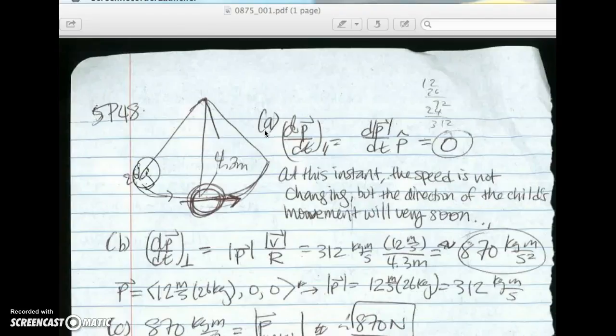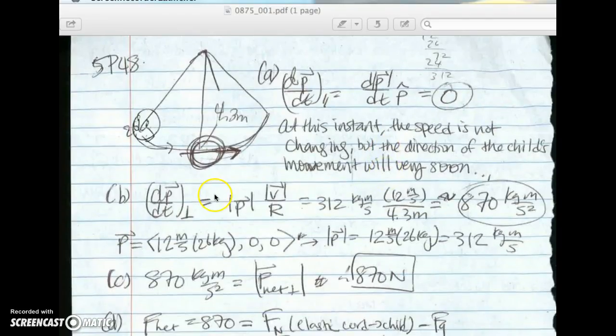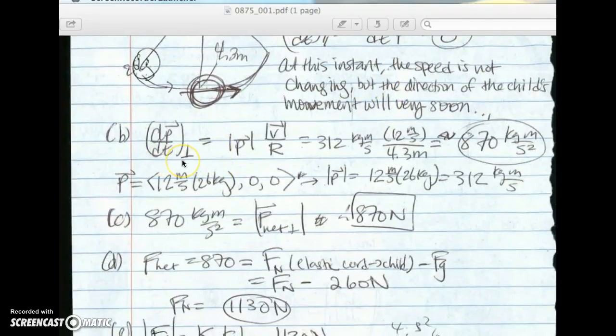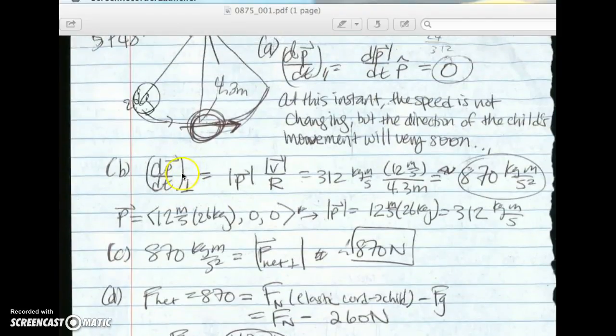There is Fg that's pulling it down, and there is perhaps like a tension force, I guess, that's pulling it up, but there's no force that is slowing it down or speeding it up in the horizontal direction. So because dp over dt parallel is essentially asking for d of magnitude of p over dt times the unit vector of p, and the speed is not changing, it's 0.